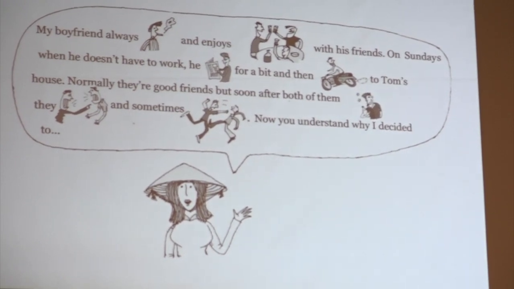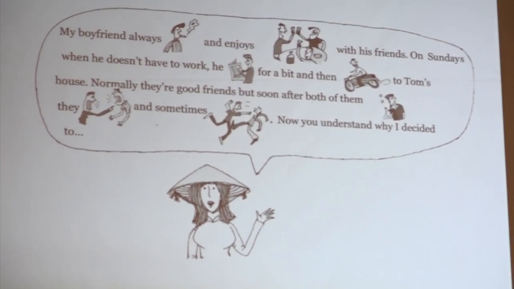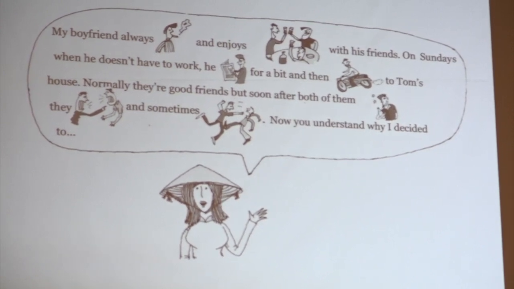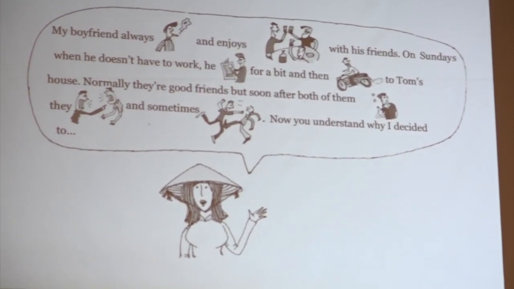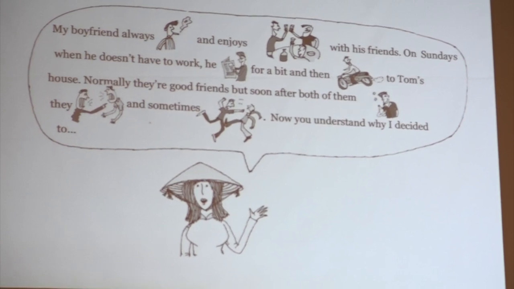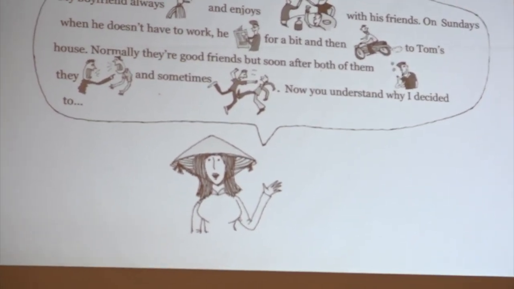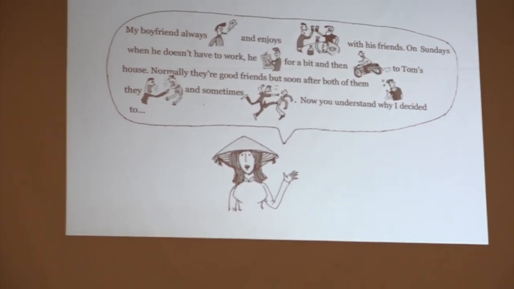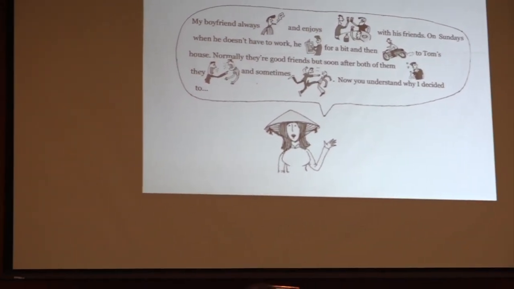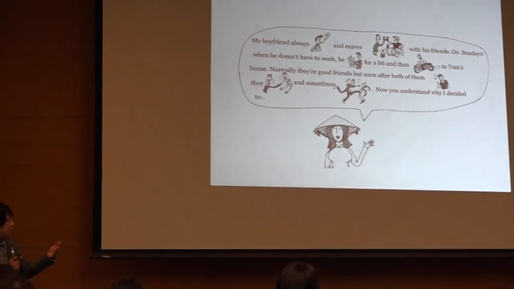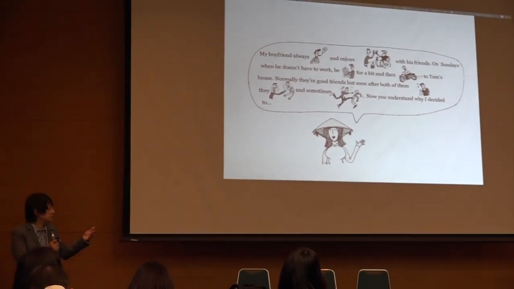It can be more than one word. To Tom's house, normally they are good friends. But soon after, both of them got drunk, then they fight or argue, and sometimes fist fight as well. And then one thing your students can do is they can push this monologue forward. Can we try and continue a little bit more?